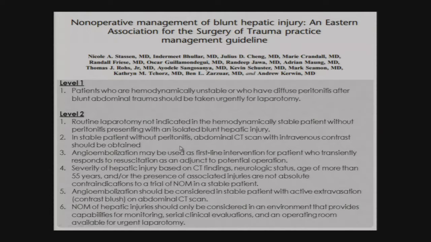So again, for grade 3 and above, angioembolization can be used as first line intervention for those who transiently respond to resuscitation. So those who are stable can be considered for angiography is essentially what that's saying. And it should be considered in a patient with active extravasation on CT scan, and non-operative management should only be considered in an environment that is capable of monitoring. So essentially referral to a trauma center that can adequately take care of these patients.